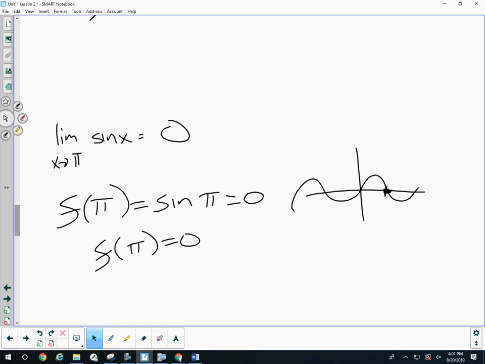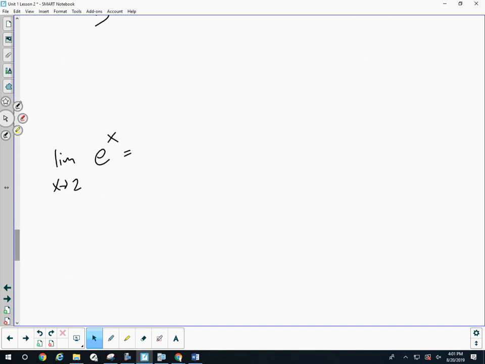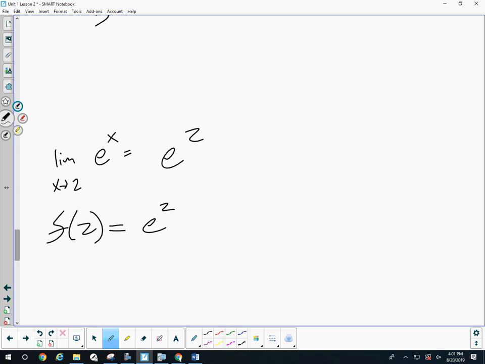Typically, limits just equal function values. E to the x, oh no, I forgot all about exponents and logs. Well, it's actually a nice, easy function to work with. I know what the function value is if I plug in 2. Guess what? If I plugged in 1.9999 and 2.0001, I would end up with values very, very close to e squared.